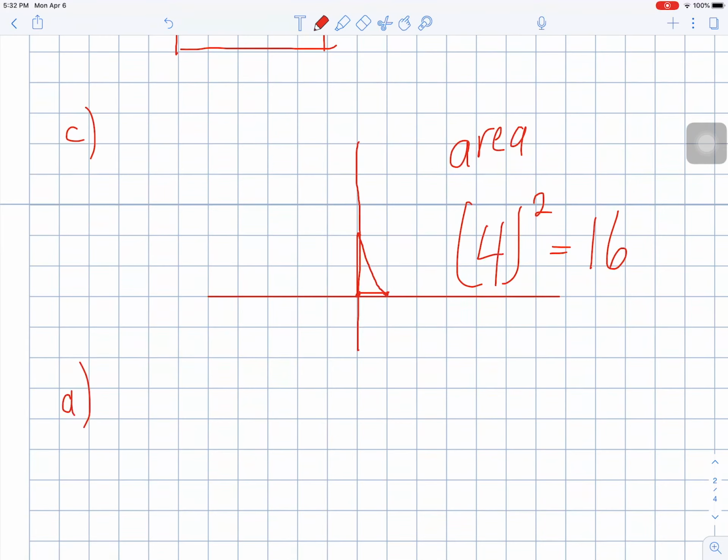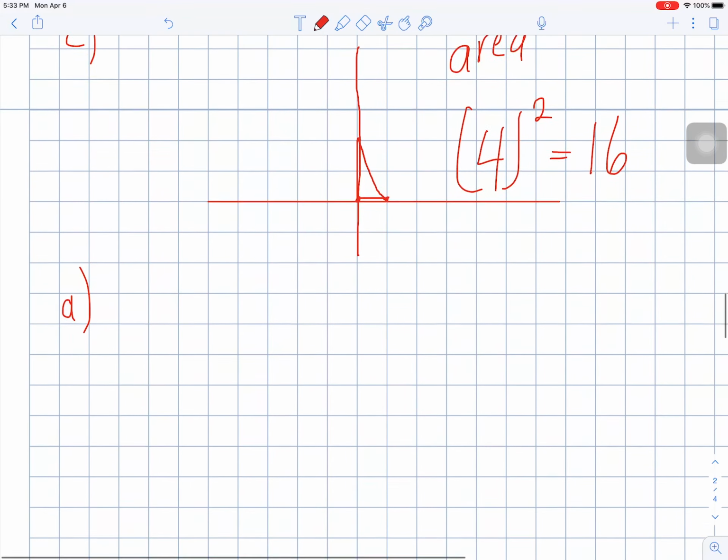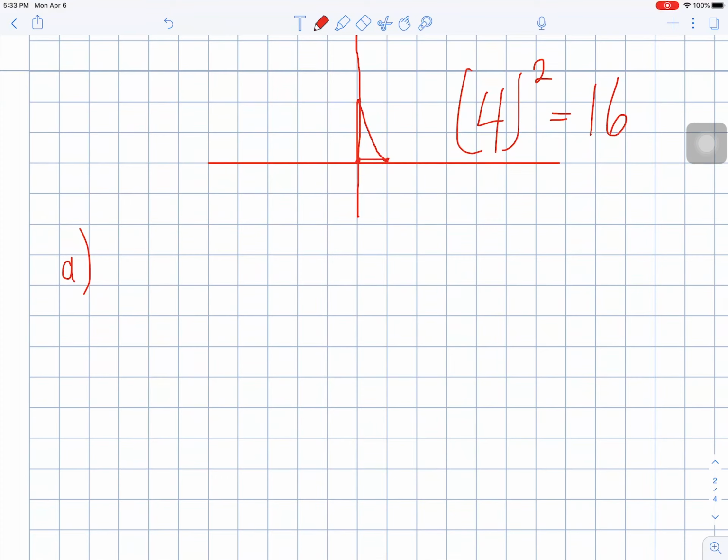Okay, moving on to D. So when we look at D, it says find the scale factor of the smaller rectangle to the larger rectangle. Find the ratios of perimeters and areas, and what's the last thing here? Okay, yes, and find the areas of the larger rectangle to the smaller rectangle. So again, this looks very confusing, but if you work your way through it, it's not too bad at all.